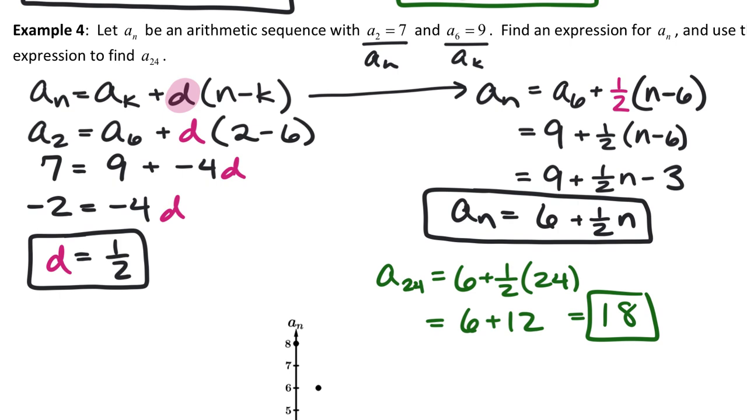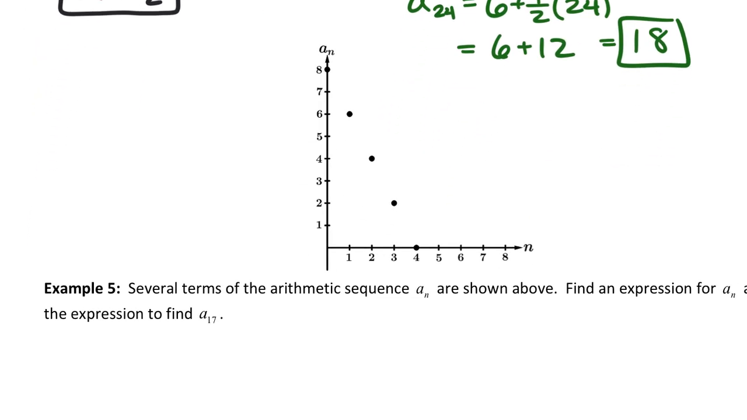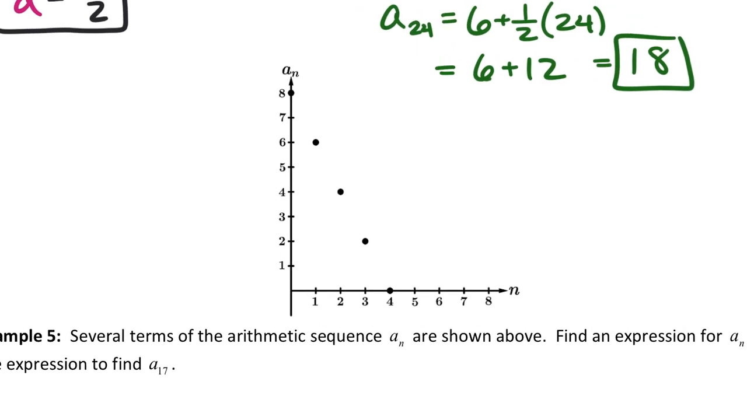What if I want the same sort of thing, where I want you to write an equation for me and use it to predict another value, but I don't give you the information in words, I give you this graph. It says several terms of the arithmetic sequence a sub n are shown above. Find an expression for a sub n and use the expression to find a sub 17. Okay, first things first, let's make sure we read this graph appropriately so we know the information that it gives us.